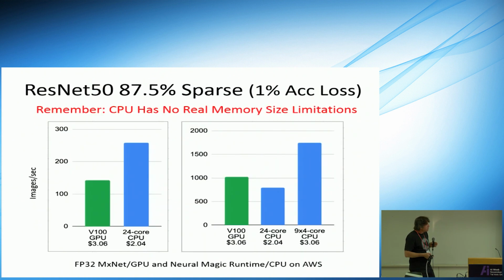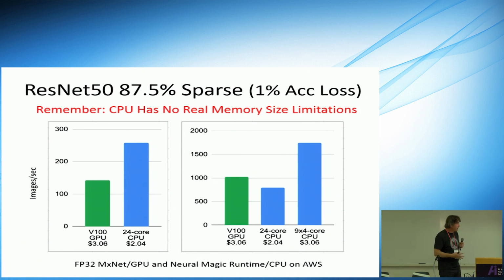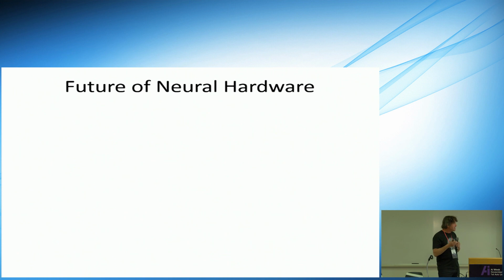So, I'm sorry, I wanted to show one more of them. This is ResNet 50, sparsified, okay, 1% accuracy loss. Again, a 24-core CPU is about double the performance of a Volta, okay? Even in batch 64, you can deliver, on a bunch of 4 cores, twice the performance of a Volta at the same price. Okay, without a memory limitation. So that's key to what I'm trying to say.